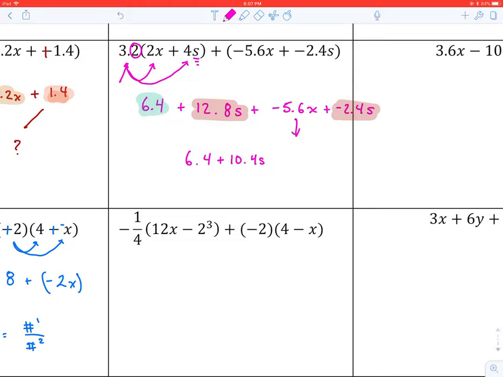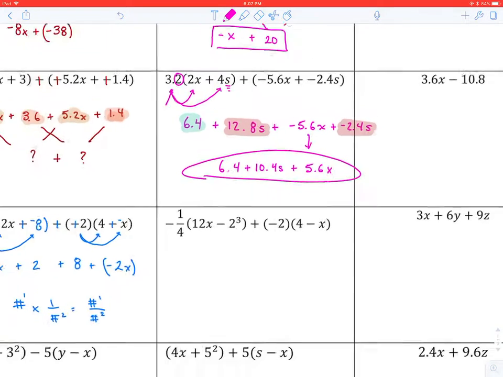And then the very last thing that we're just going to bring straight down is this negative 5 and 6/10 x, because there is no other x variables to add this to. So there's no other like terms. And so then that's going to be my final answer. 6 and 4/10 plus 10 and 4/10 s plus negative 5 and 6/10 x.